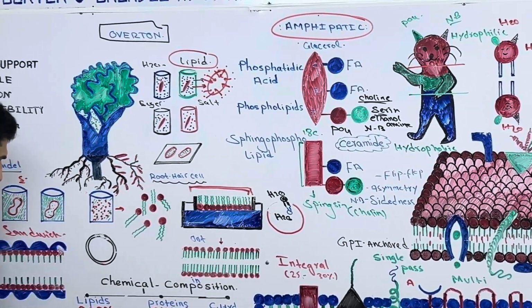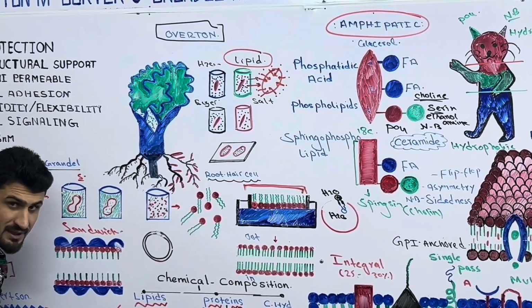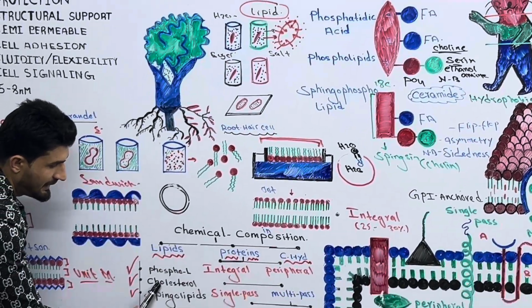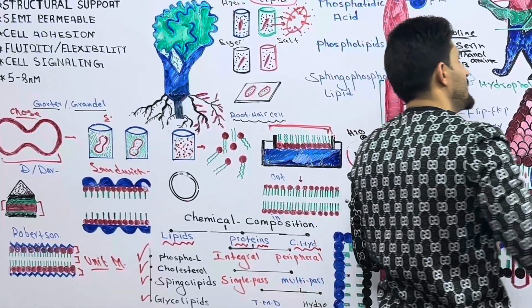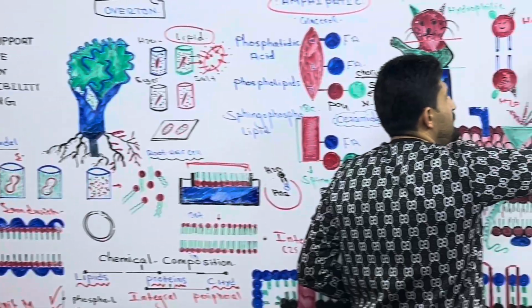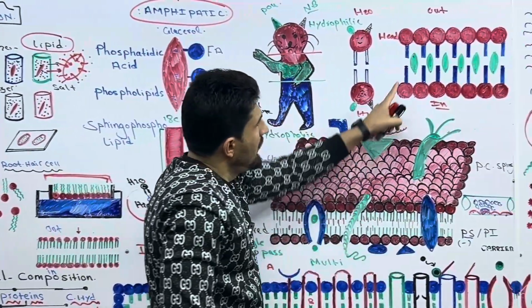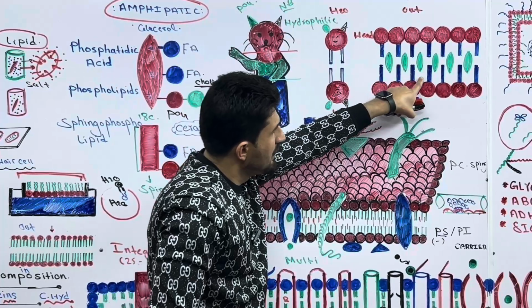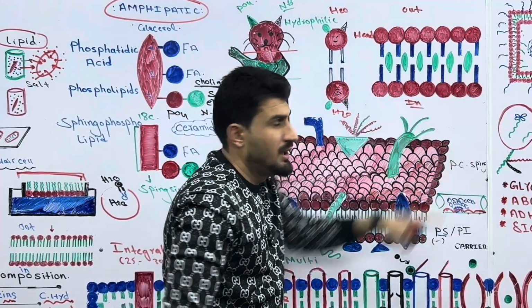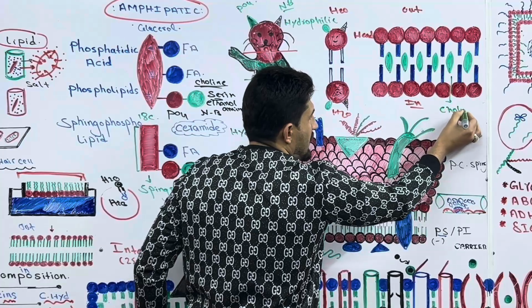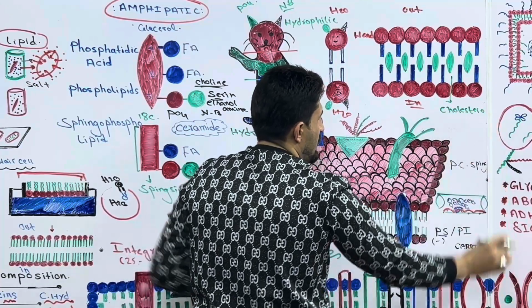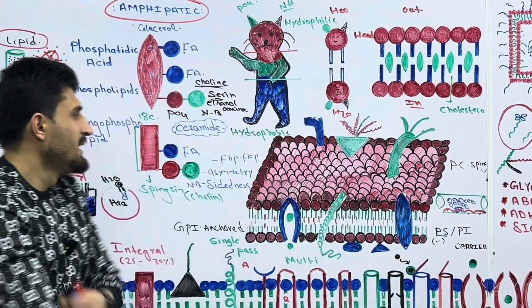Okay, now the next type of lipid that we have in a cell membrane is cholesterol. Now, cholesterol molecules are arranged between these feet or tail parts of phospholipids. All of them are cholesterol. Got it?